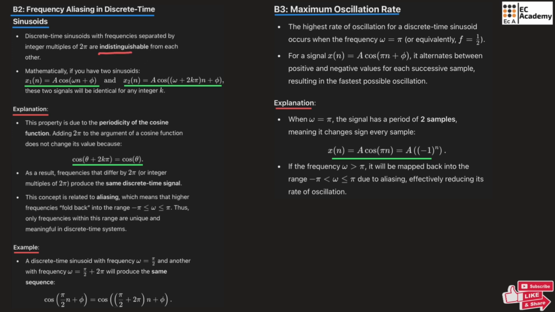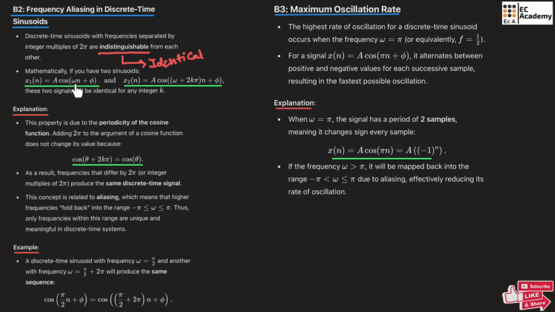If we say indistinguishable, this means they are identical. Mathematically, if two sinusoids have the equations x1 of n equal to A cos(omega n plus phi), and x2 of n equal to A cos((omega plus 2k pi) n plus phi). If you compare these two equations, these two sinusoidal signals are separated by the integer multiple of 2 pi.